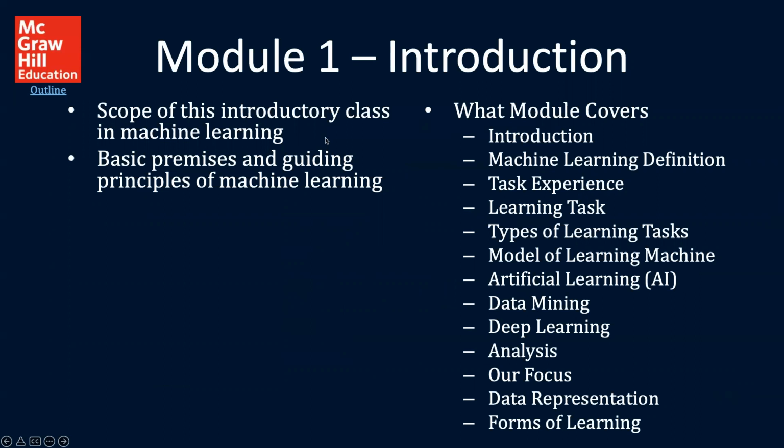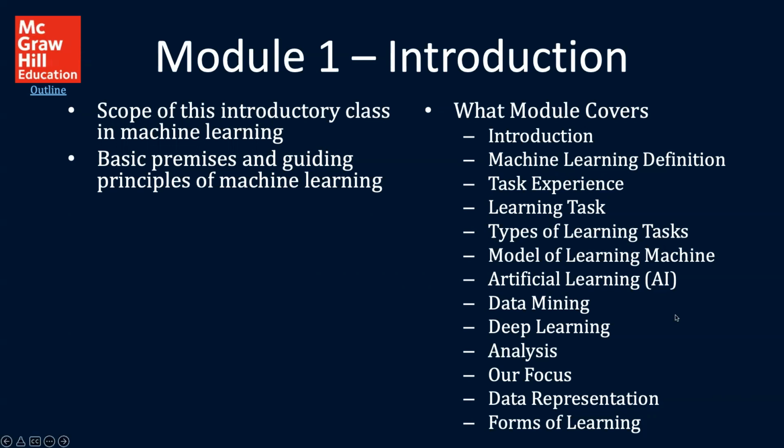We'll be talking in general about the different types of algorithms and theory that's involved with machine learning. Then we'll get into the basic premises and guiding principles that are used in machine learning. So we'll be talking about how we go about architecting a learning machine. We'll give a definition for what machine learning is. We'll talk about the different types of learning. By going through the table of contents, we at least had an initial idea of how that would work. We'll talk about the relationship between artificial learning in AI, data mining, and deep learning.